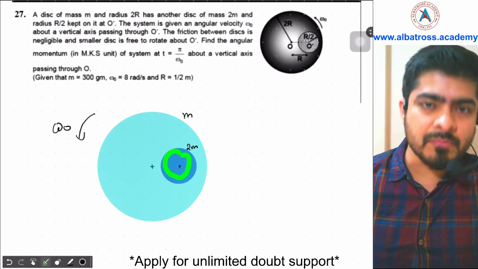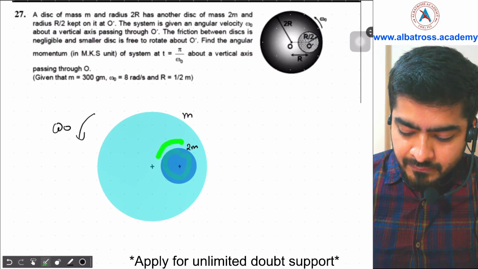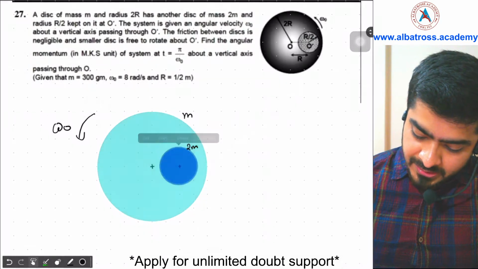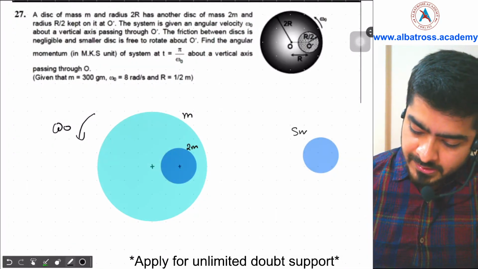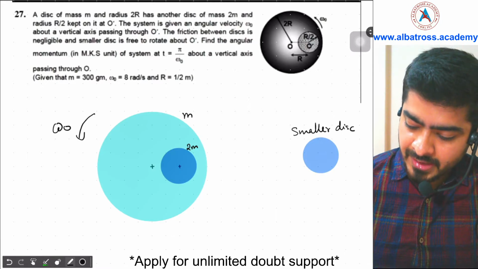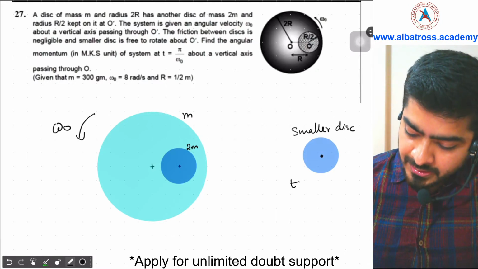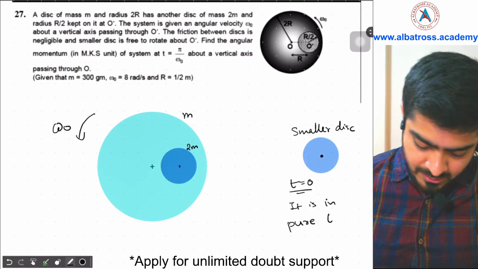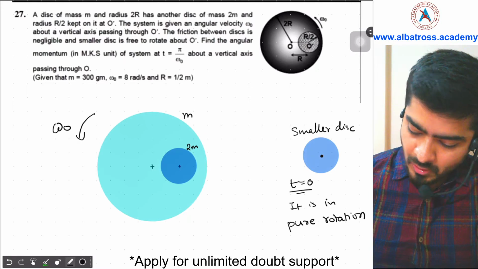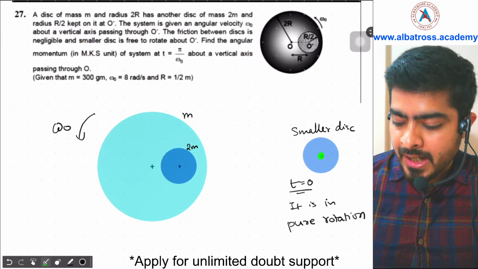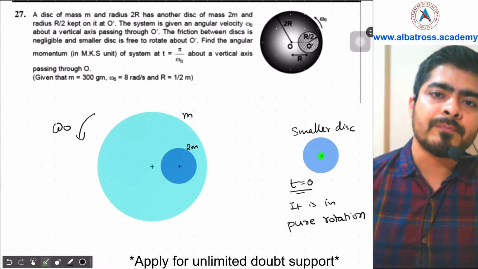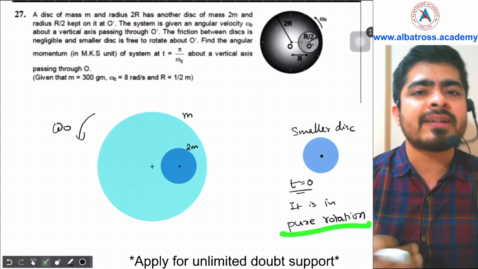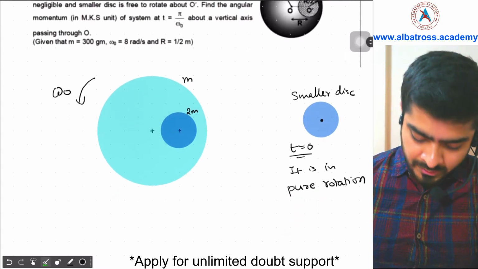First of all, let's look at the smaller disk. The smaller disk is given angular velocity omega naught about its center. So we can say that for the smaller disk, initially at t equal to 0, it is in pure rotation. There is no translation involved, because we have been given the angular speed about its center. So its center has initial velocity 0, so we only have rotation and no translation at t equal to 0.